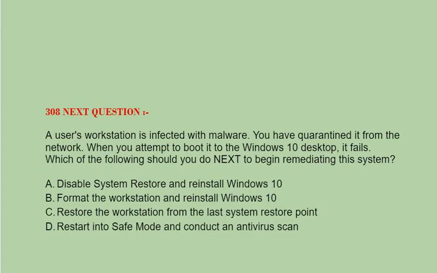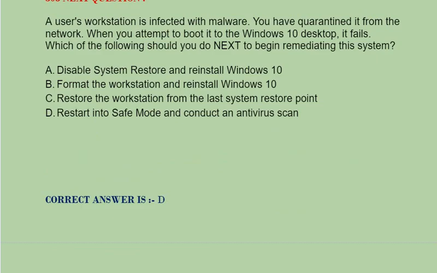Option A, disable System Restore and reinstall Windows 10. Option B, format the workstation and reinstall Windows 10. Option C, restore the workstation from the last system restore point. Option D, restart into safe mode and conduct an antivirus scan. Correct answer is option D.